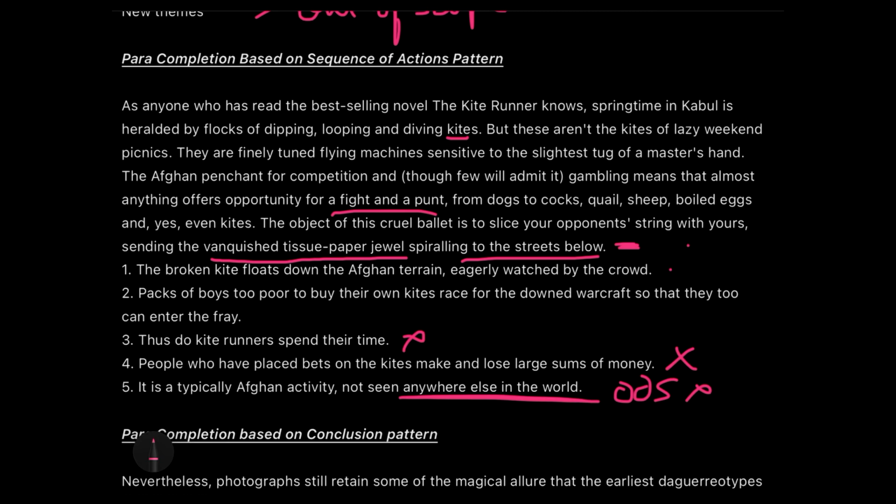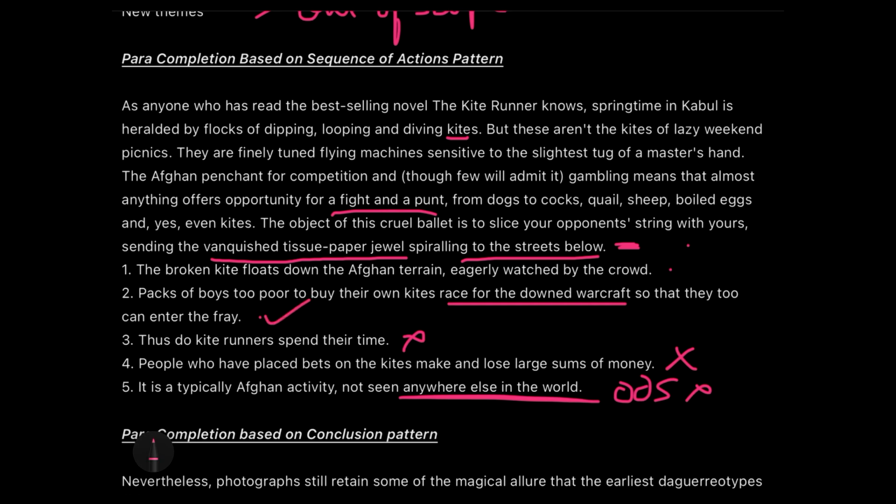Now let's read 1 and 2. Packs of boys too poor to buy their own kites race for the downward warcraft. What is downed warcraft? The kite which is falling down, so that they too can enter the fray. So the kite whose string is gone can be reused with a new string. And the people who are too poor to buy their own kites always sit and wait for this opportunity, that when someone's kite is cut, they will grab it and start flying it using a new string. And is it in complete alignment with the last line of the paragraph?